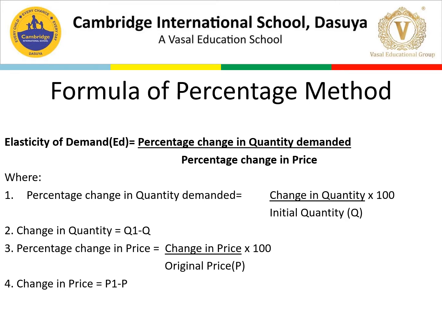Fine. So percentage change in price is again change in price, that is triangle P, over original price P into 100. Again we have to convert it into a percentage. Then change in price is equal to P1 minus P. So that was the formula for calculating the percentage method. Now let's move further.